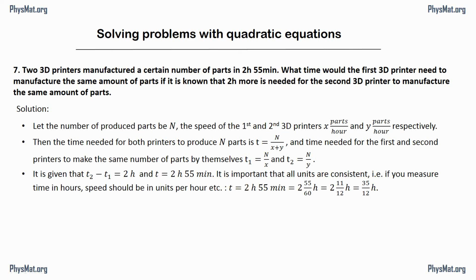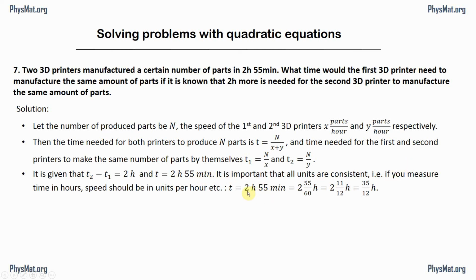You first look at the units and check that they are consistent. You cannot measure your distance in kilometers and speed in meters per second. So if you measure your distance in kilometers, you must use speed in kilometers per hour and time in hours. Or otherwise, you can use distance in meters, speed in meters per second, and time in seconds. But they should all be consistent. Therefore, we need to write this time as time in hours only.